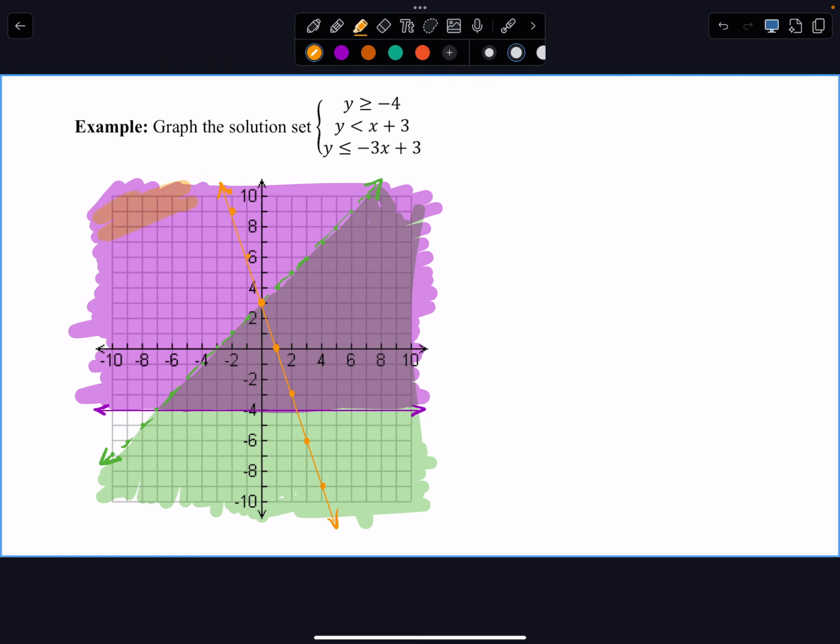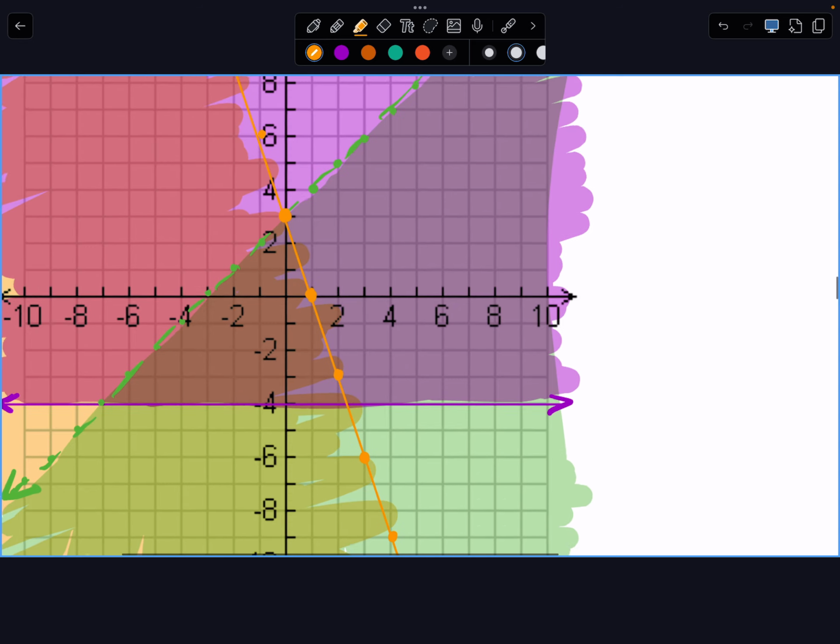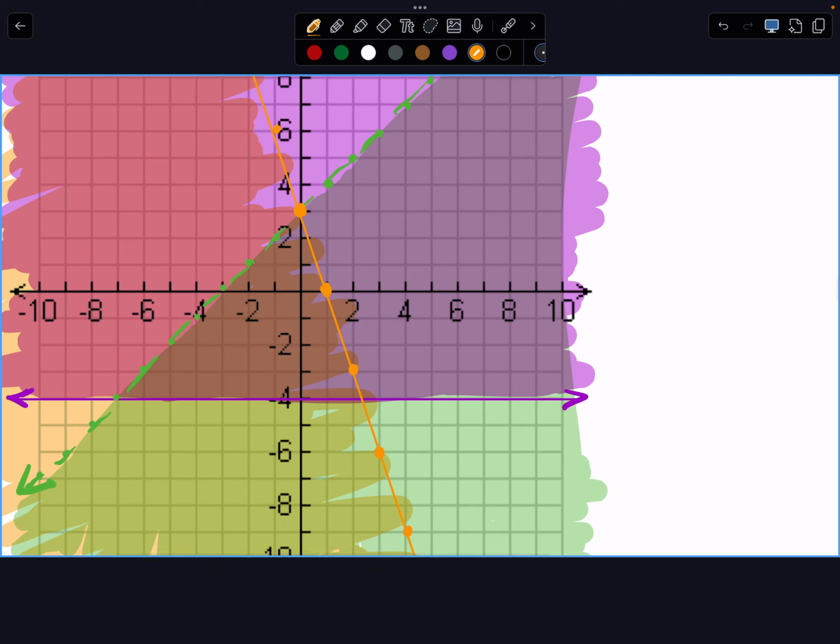Yeah. So this is where, if you can, it's maybe a little bit better to wait until you've graphed the boundary lines and then figure out where they would overlap. Like, the solution set would end up being within this triangle, as well as on those boundary lines where the points would be included as part of the solution set.